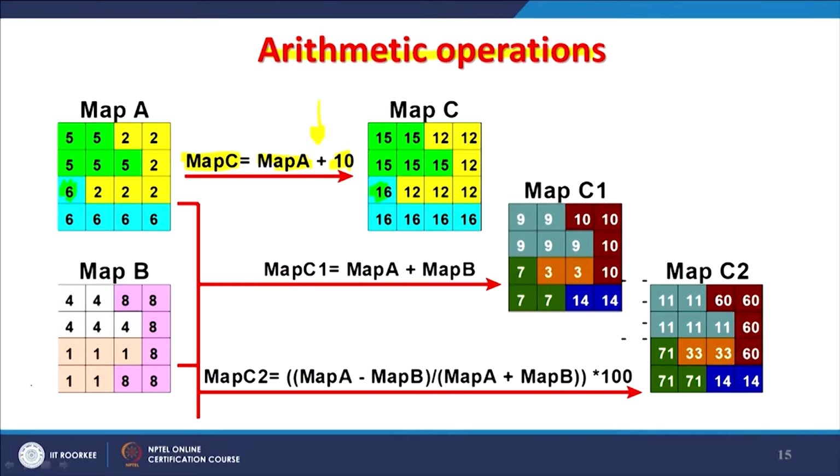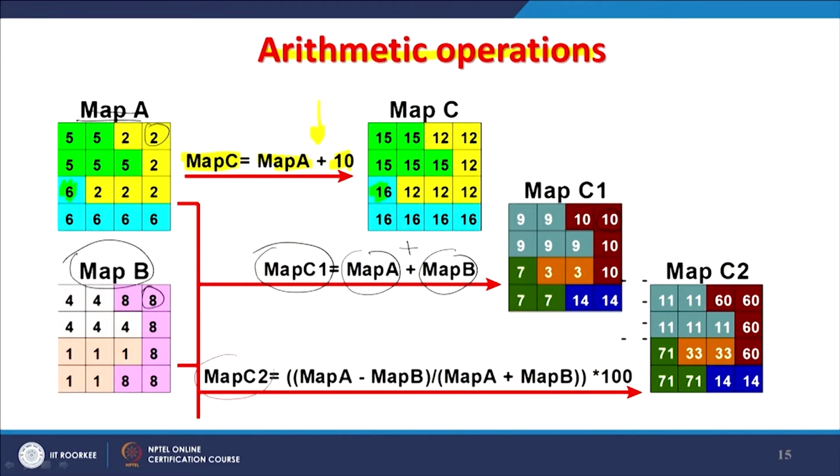Similarly, I can add these map A and map B like this. So my map C1 instruction is going to be map A plus map B. And as you can see, if I take this corner value for example, 2 plus 8 becomes 10. Very simple arithmetic operations can be done. Similarly, I can also do other operations like here.